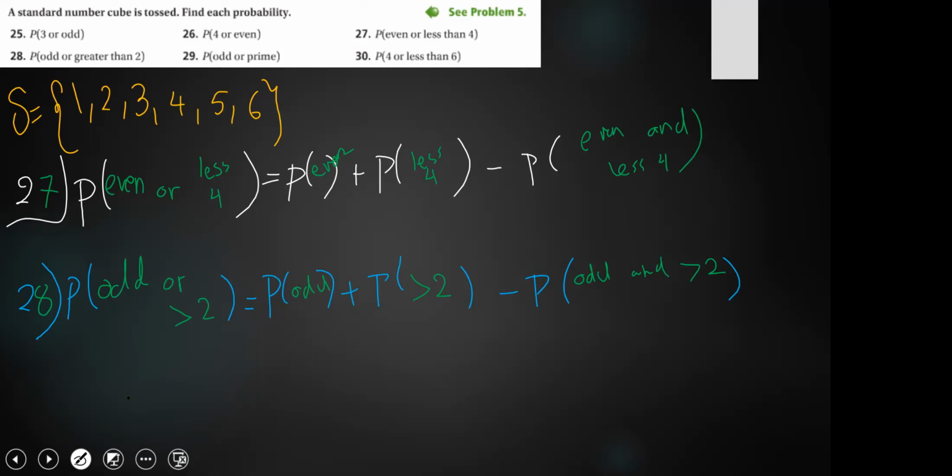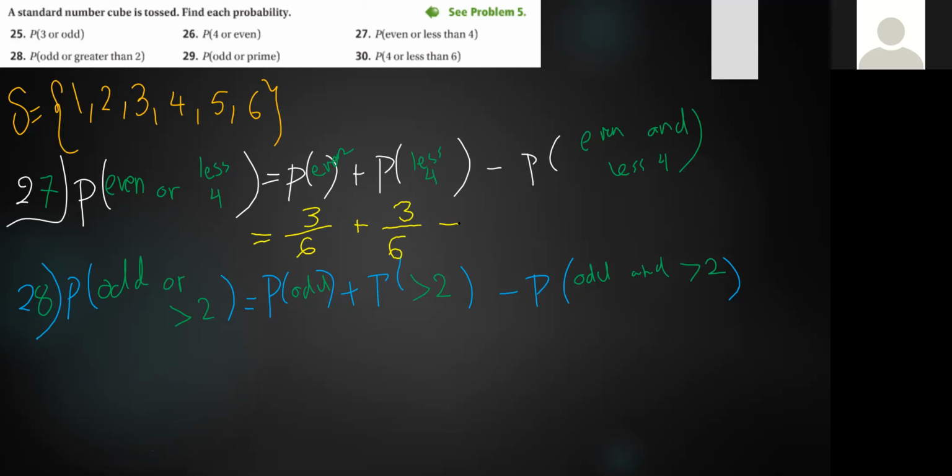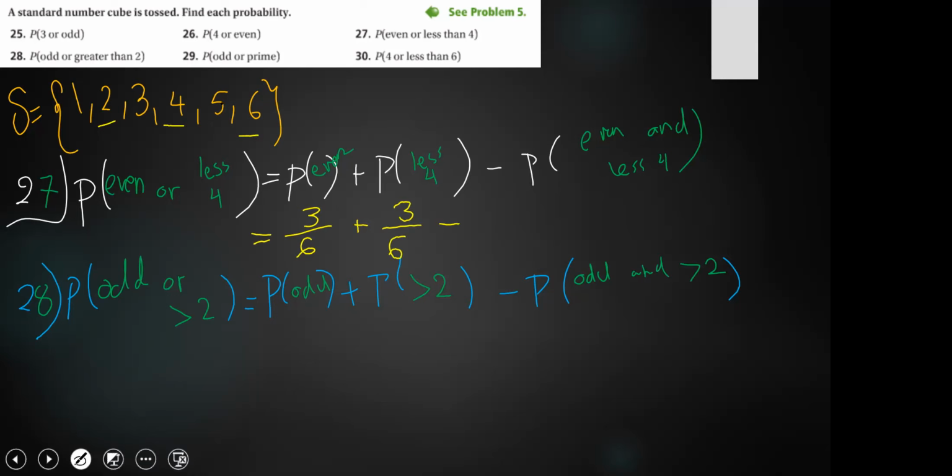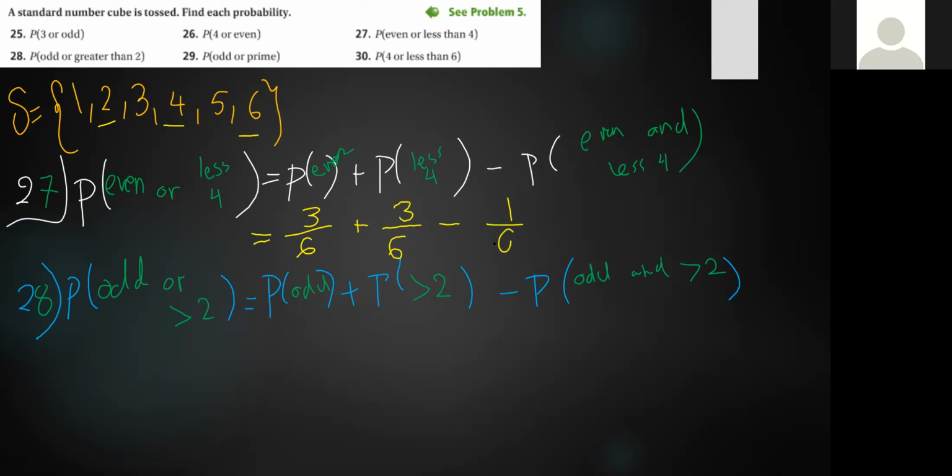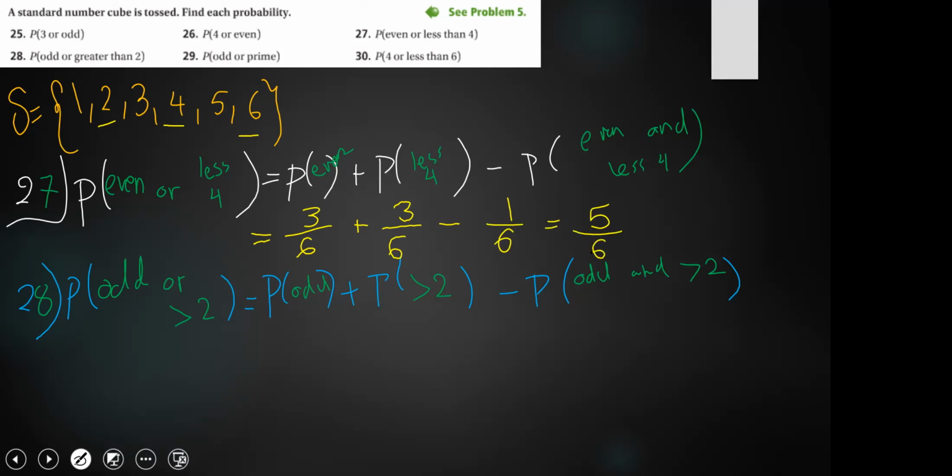How many numbers are even here? 3/6. We have 3 numbers, which are 2, 4, and 6. How many numbers are less than 4? Also 3, which are 3, 2, and 1. How many numbers are even and less than 4? What are the even numbers? 2, 4, and 6. Which of these is less than 4? We have only one number, 2. So the final answer is 5/6.